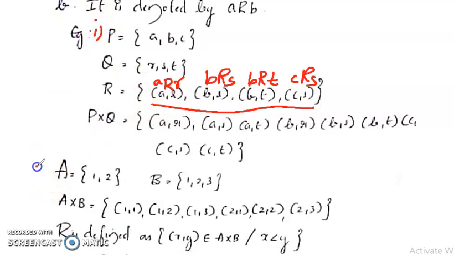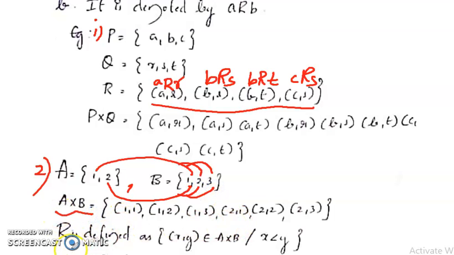Coming to example number 2, A is {1, 2} and B is {1, 2, 3}. First you have to write A cross B, that is (1, 1), (1, 2), (1, 3). Then you can write (2, 1), (2, 2), (2, 3). So this is A cross B. Then how do we define R? R is defined as the set of all (x, y) belonging to A cross B such that x is less than y.